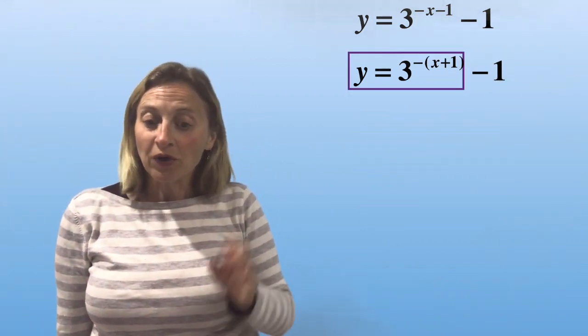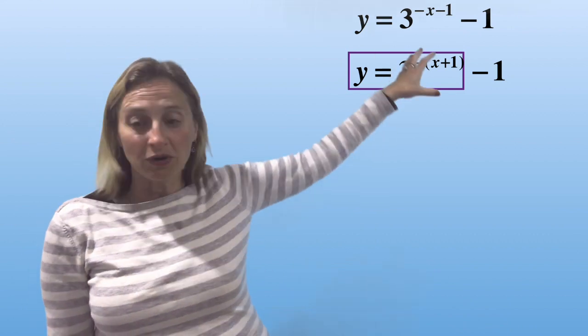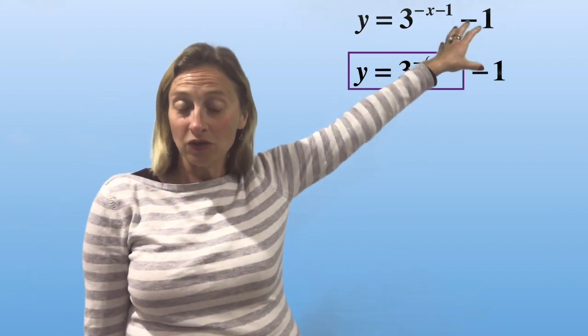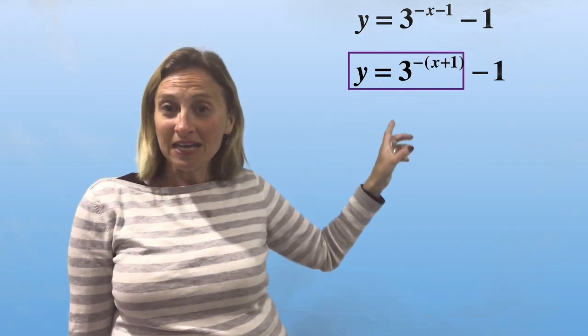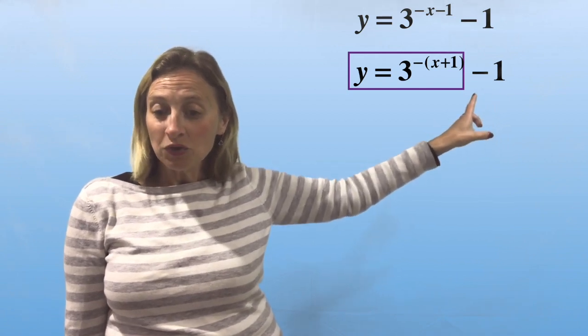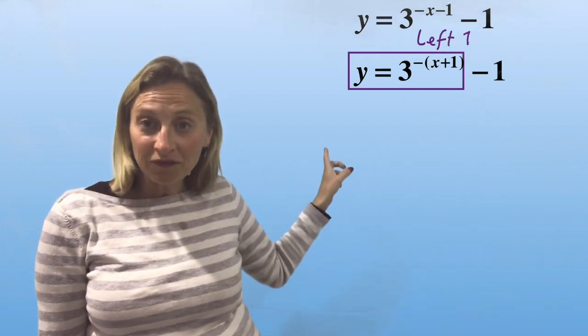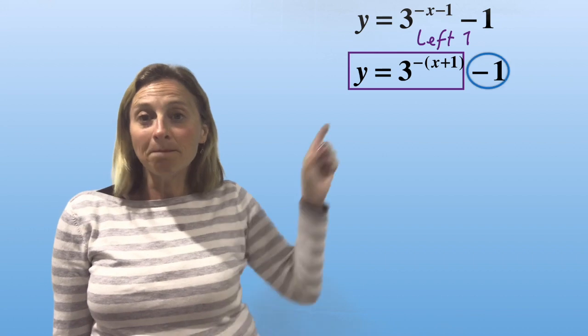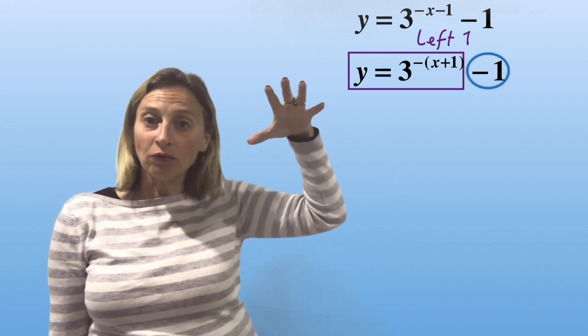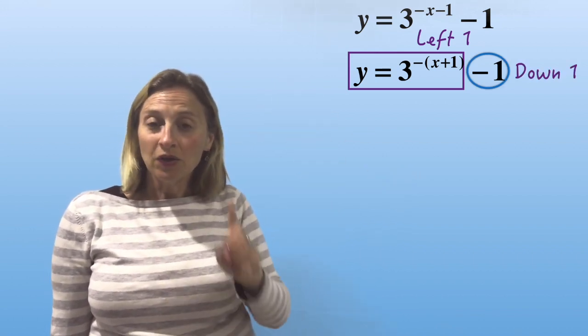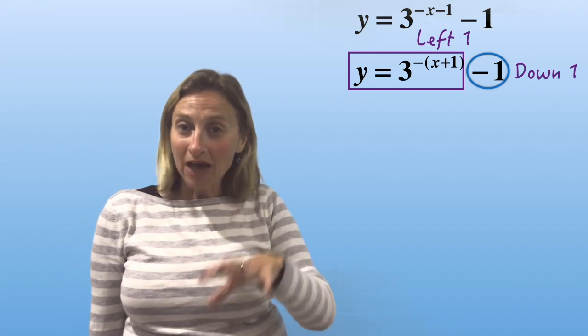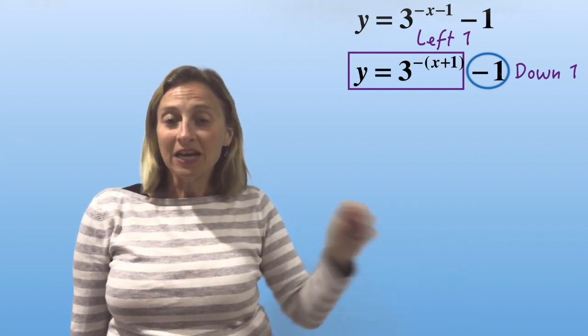So what have we got? We've got our basic curve, which is y equals 3 to the power of minus x, but the x has a plus 1 attached to it, which means that it moves to the left 1. And then the minus 1 takes the whole graph down 1. Now that we've understood each section, let's graph it.